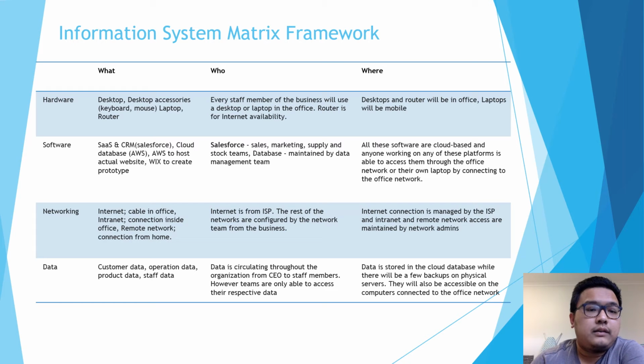And finally, in the data part, we have customer data, operation data, product data, staff data, competitor data, marketing data, and many more. All of these data will be circulating in the organization, while the CEO will be able to access all of them, and the staff members will be able to access only their respective department data.